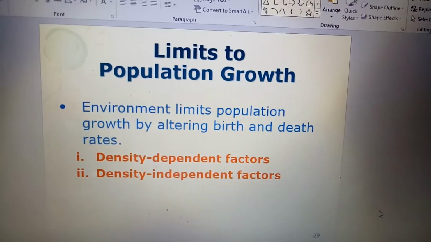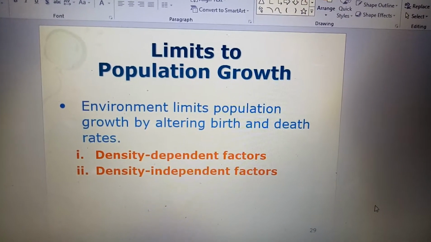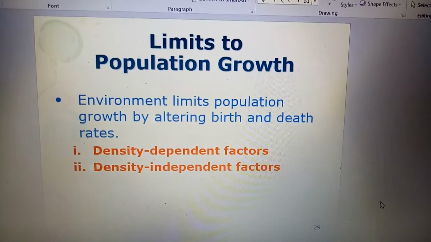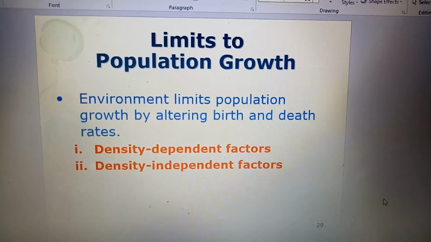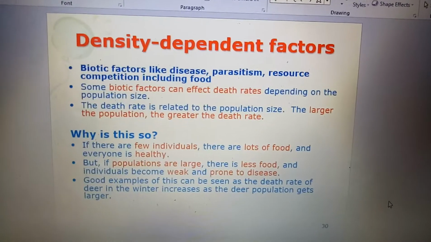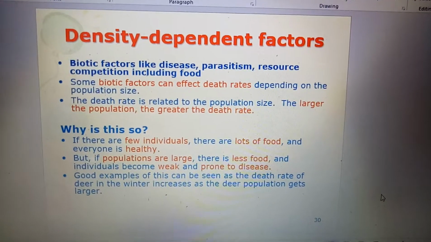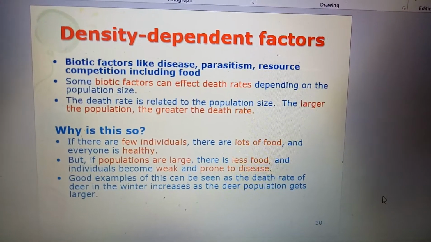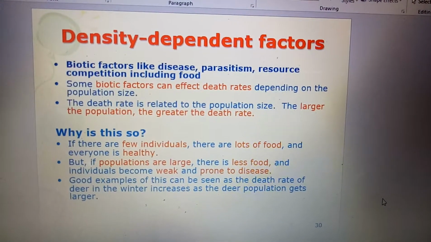Limits to population growth: the environment limits population growth by altering birth and death rates. This is divided into two: density dependent factors and density independent factors. We look at density dependent factors first. What are they? Biotic factors like disease, parasitism, and resource competition, including food.